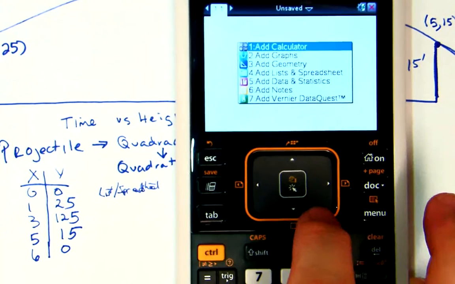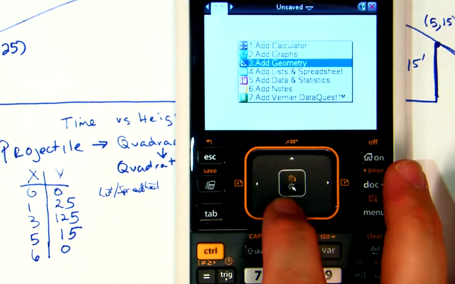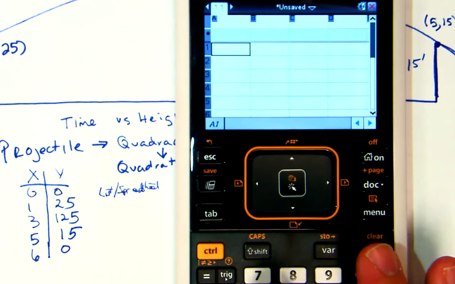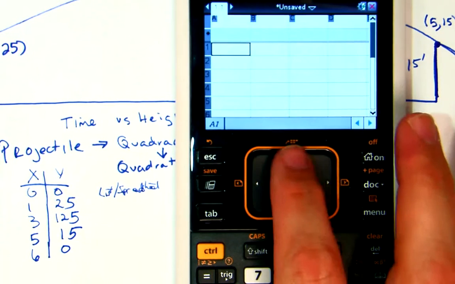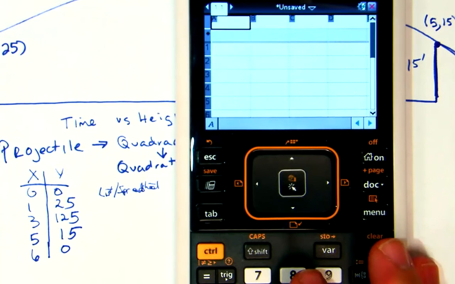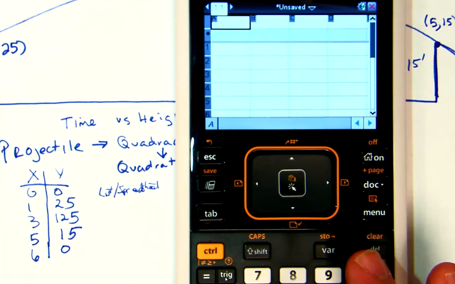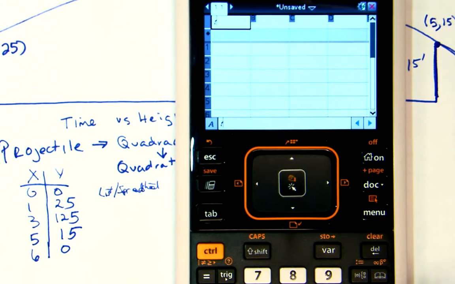Alright, so let's go down there. You can arrow down or you can hit 4. Either way, the top row up here are going to be labels. You can put X and Y if you want to. I'm going to put time.